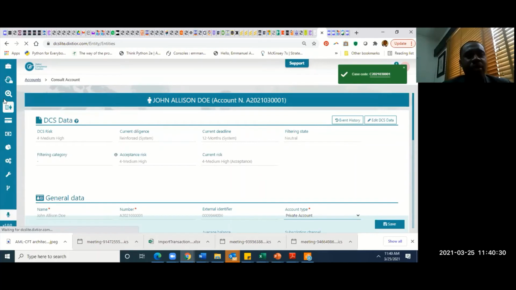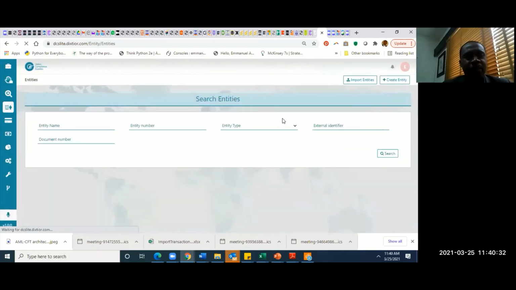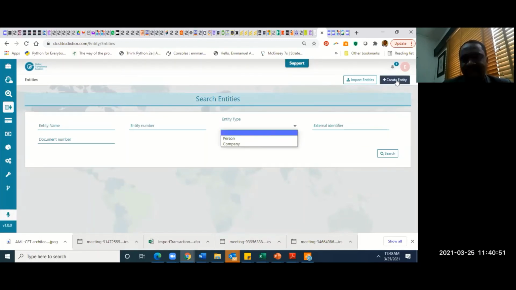So I'm in the application right now. DCS Lite is a cloud-based solution. One of the things you're able to do here is define the different types of entities you want to work with, persons or companies. You're able to create an entity manually.